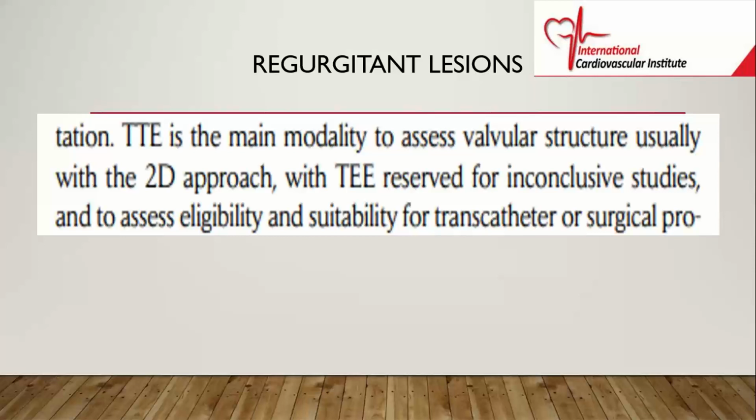So again, transthoracic echo is the main imaging modality to look at regurgitant lesions. If the 2D transthoracic echo is inadequate and doesn't give you all the information, then you can go on to your TEE or your cardiac MR.